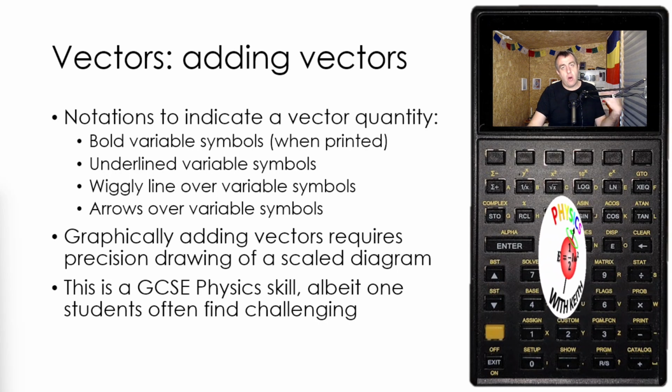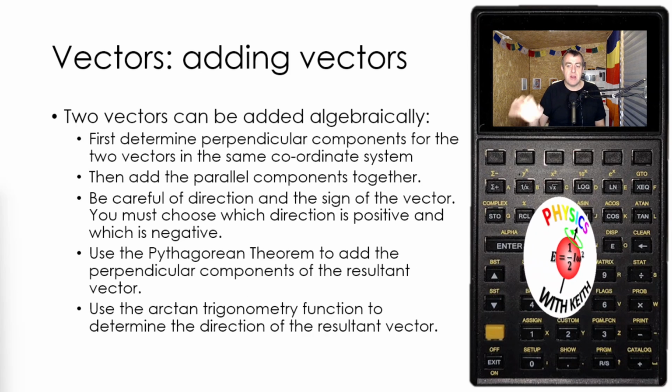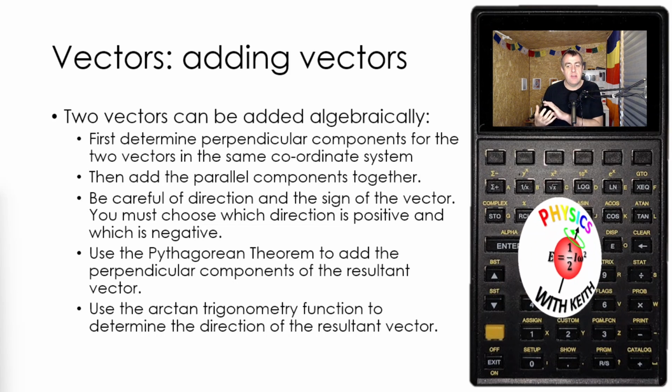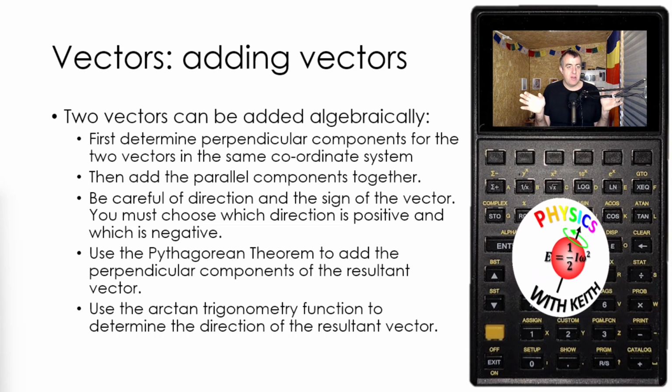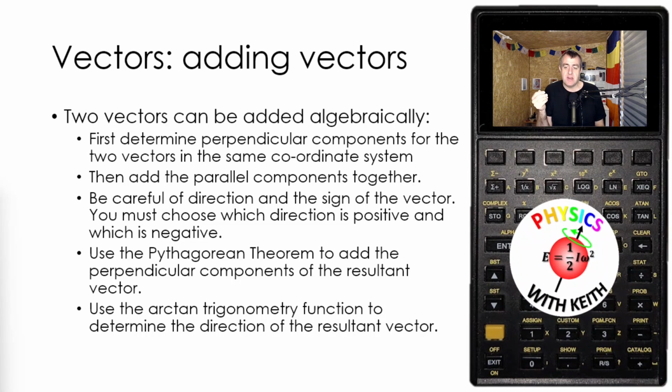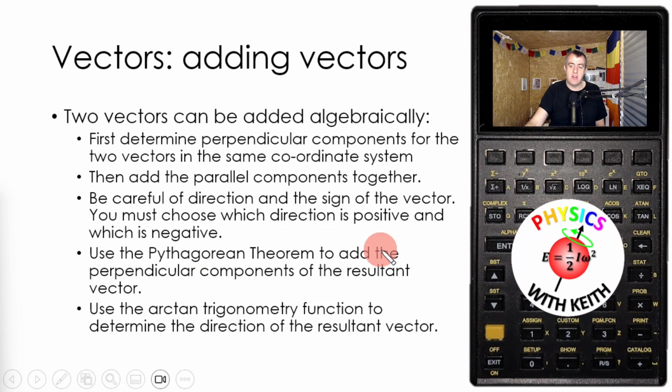So let's move this on a step. We're going to add our vectors algebraically instead. To add two vectors algebraically, first of all we need to look at components of vectors, and we have to understand what perpendicular components are. We can then take the components of our two vectors that are parallel and add them together, and then we can do Pythagoras on those resultant components because they will be perpendicular to each other. That's quite a mouthful, so it's going to be easier to understand if we look at some examples. I've got a little note here saying you can use the Pythagorean theorem to add perpendicular components. That's one of the last steps.